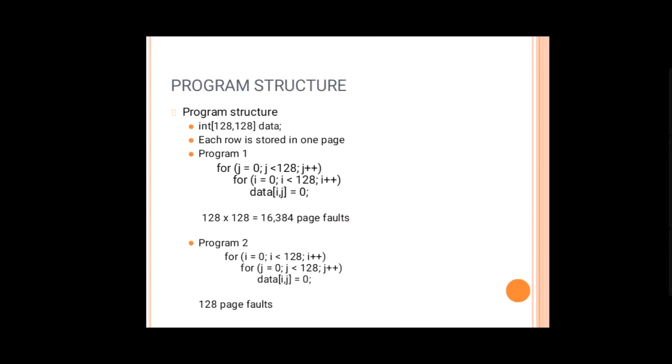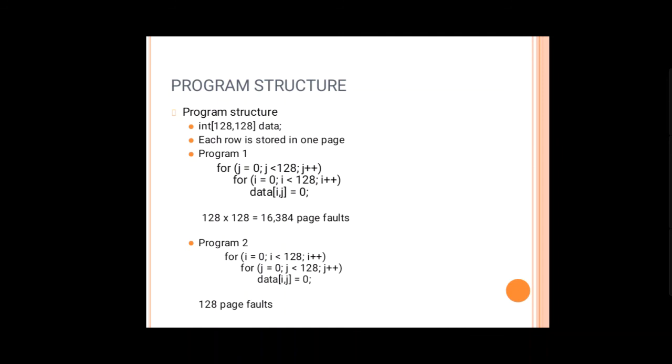Next is the program structure. As you can see, it uses two-dimensional arrays. The program's function is to initialize to 0 each element of a 128 by 128 array. So in program 1, you will notice that the array is stored row major, that is, stored data 0,0, data 0,1, and so on. So for pages of 128 words, each row takes one page.